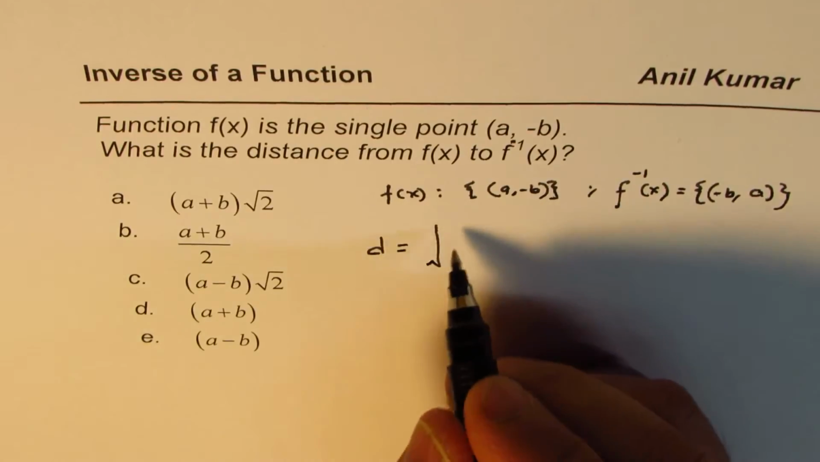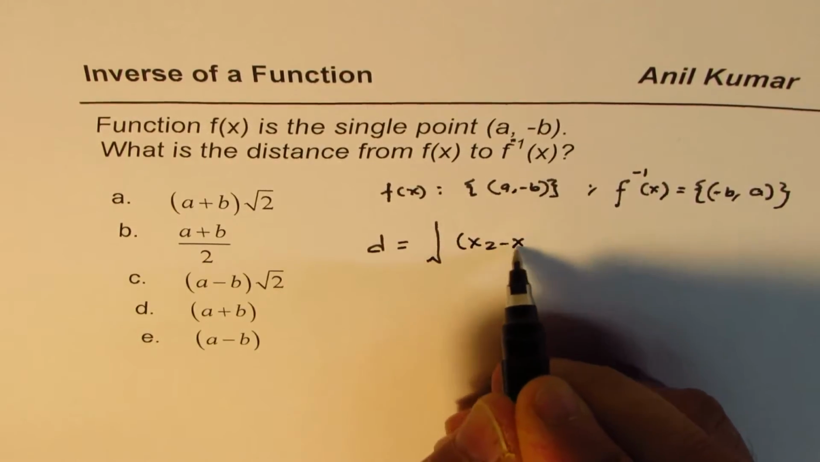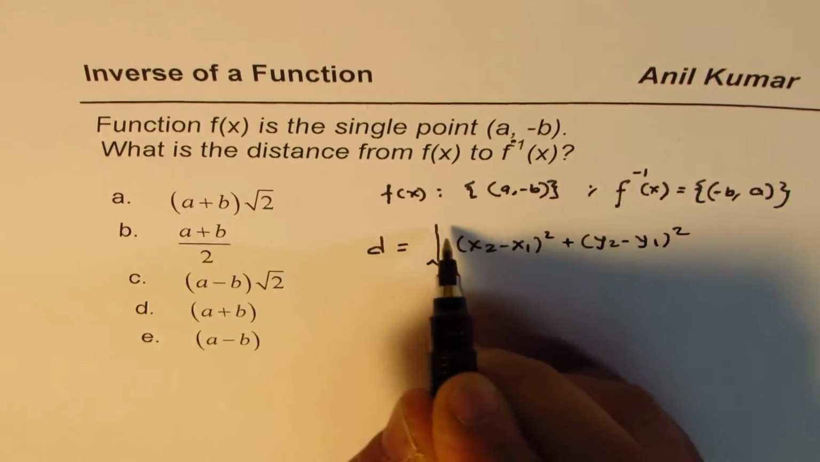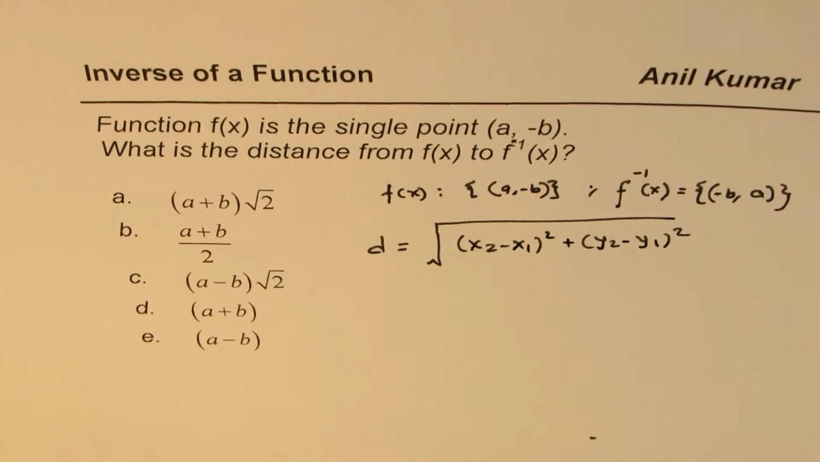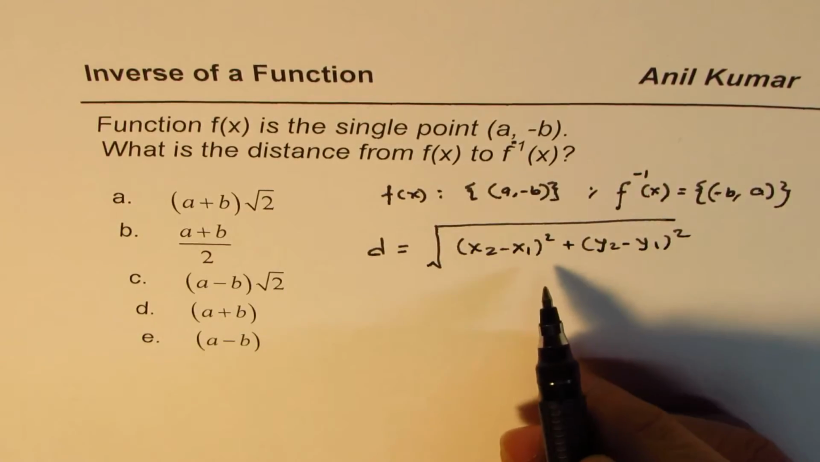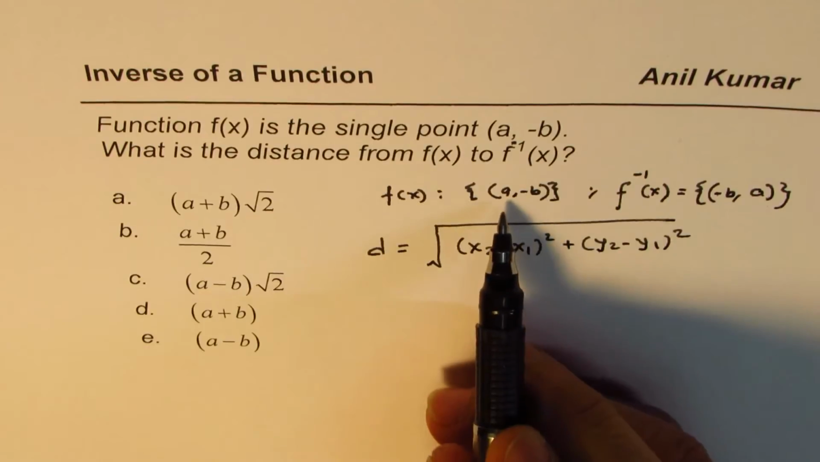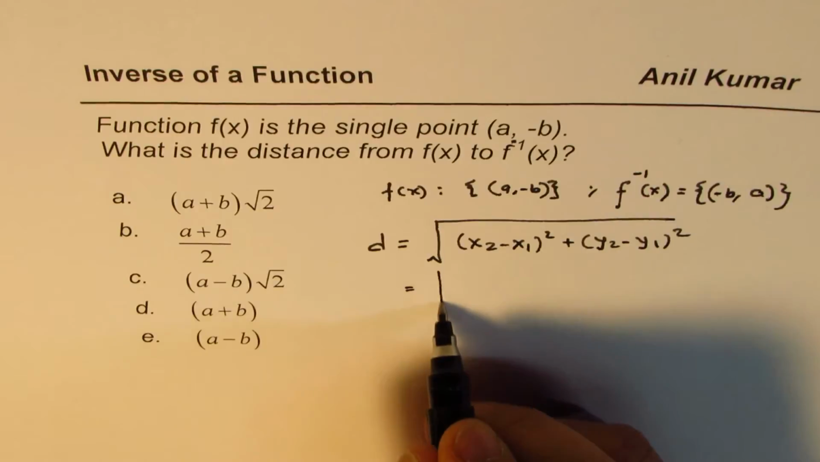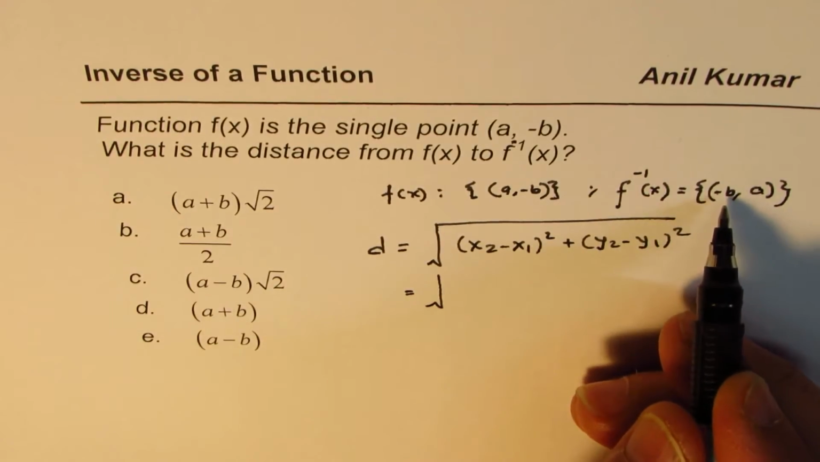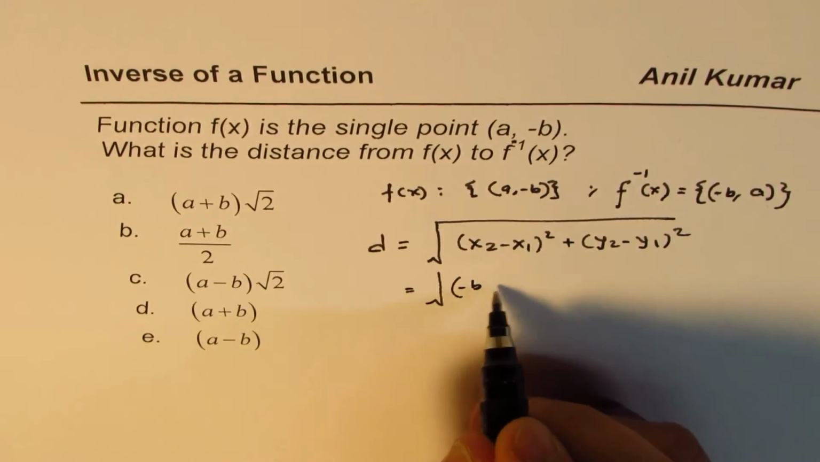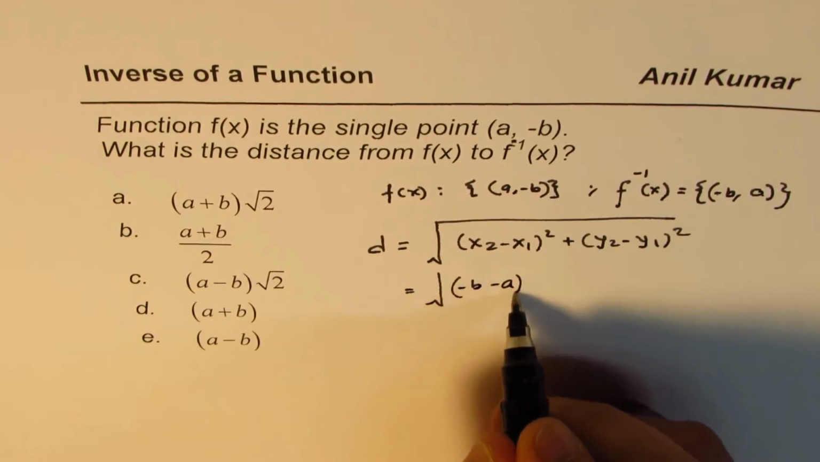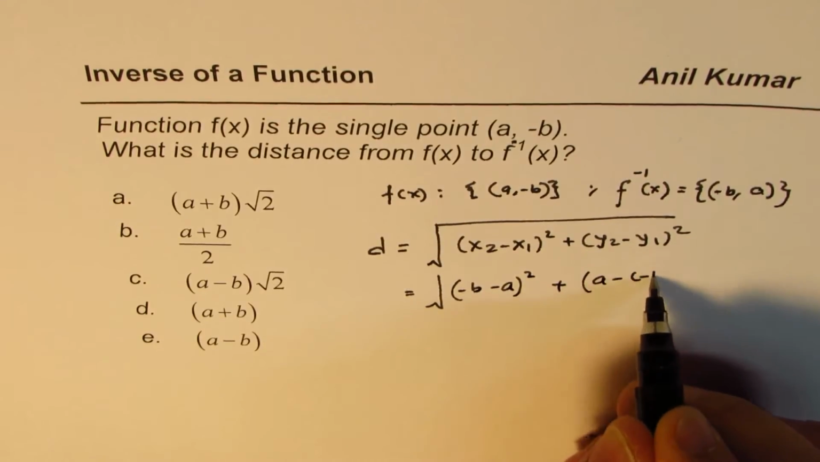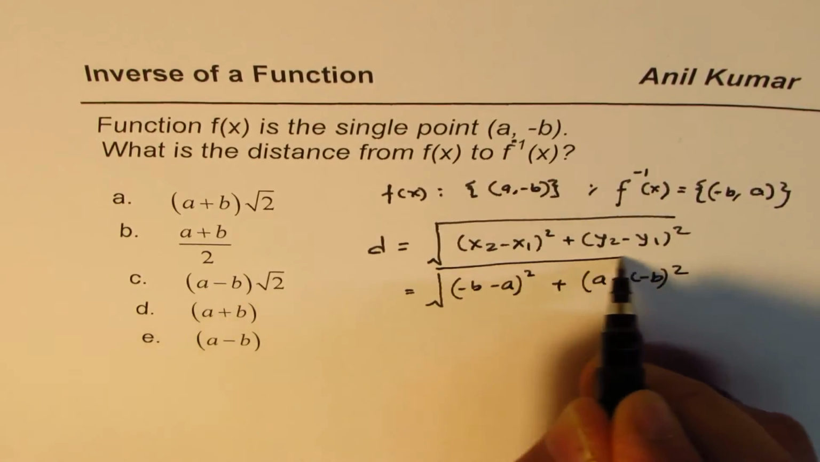So let's do this formula, which let me write down. x2 minus x1 whole square plus y2 minus y1 whole square. This is a very standard formula to find the distance between 2 points, x1, y1 and x2, y2. So let's say this is our x1, y1, that is x2, y2. In that case, the distance should be how much? We'll do this: x2, that is minus b minus a, whole square, plus a minus minus b whole square, correct? So that is what you get.